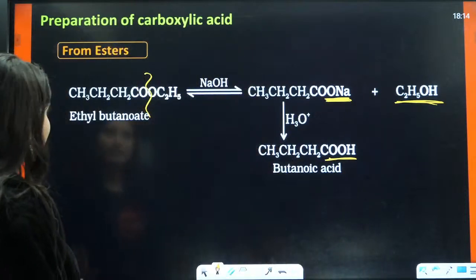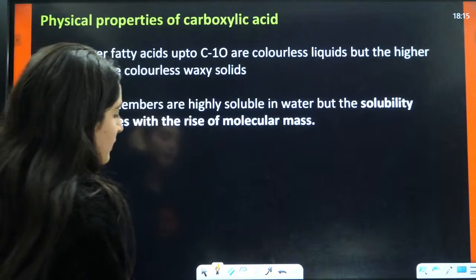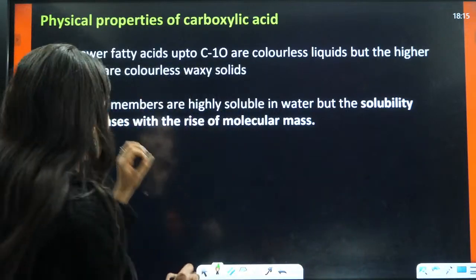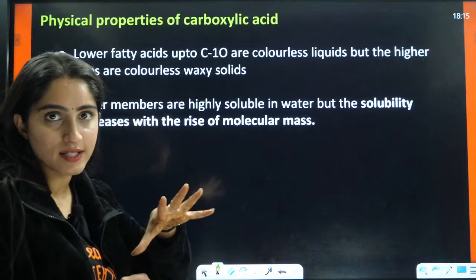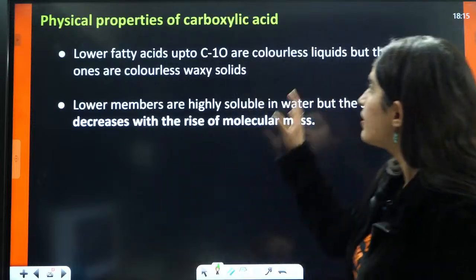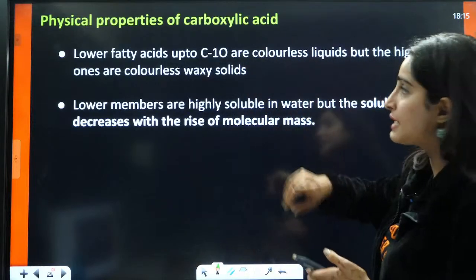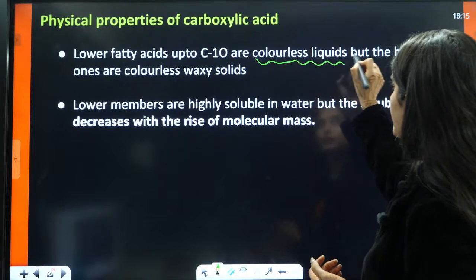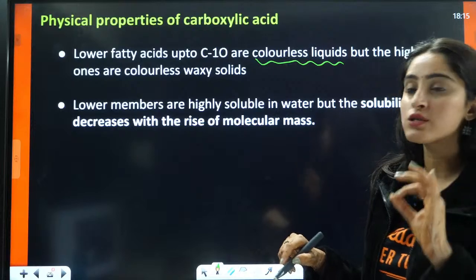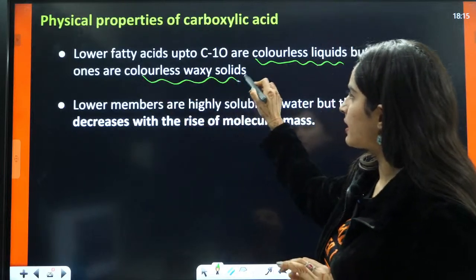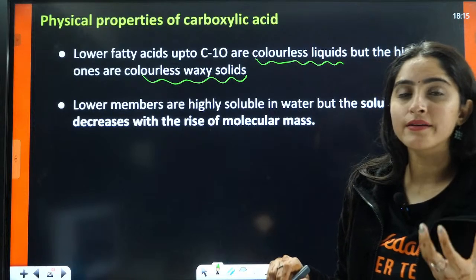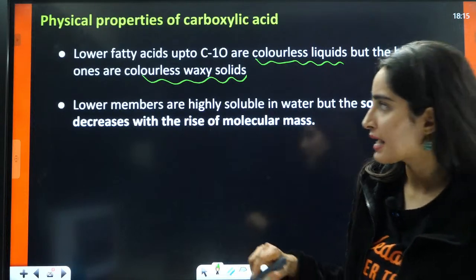Okay, now next is physical properties of carboxylic acid. Now let us see the physical properties of carboxylic acids. Lower fatty acids, meaning less number of carbon, which have up to C10, are colorless liquids, but higher ones are colorless waxy solids. If we talk about the example of vinegar, that is a colorless liquid.